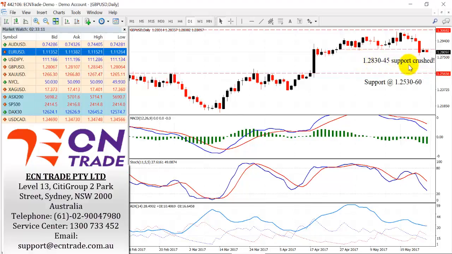Overall, though, I expect to see further weakness and potentially look towards that 125.30.60 region from the confirmation that we have from that 128.30 level. Resistance should find the market, if it does re-challenge the top side, around 128.60 and firm above at 129.20.30.